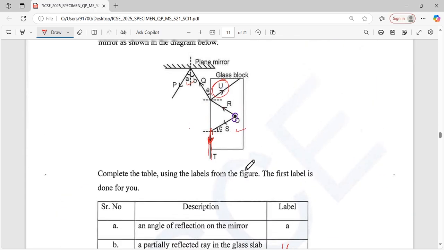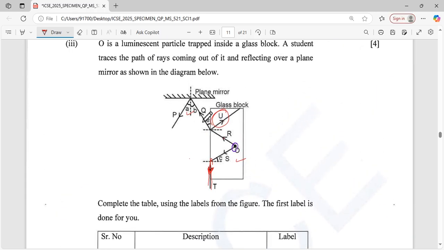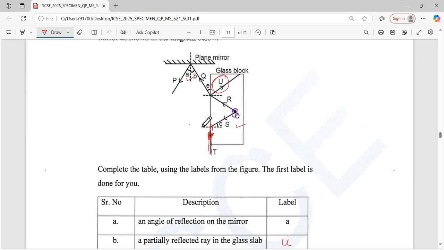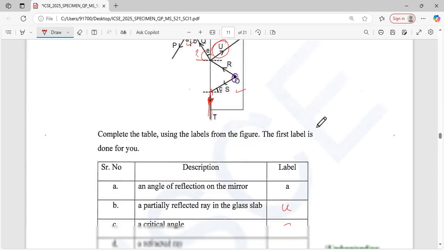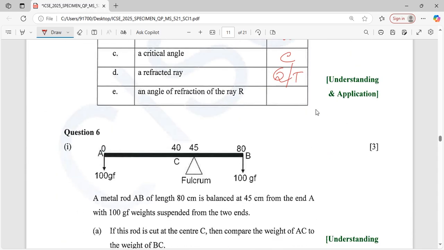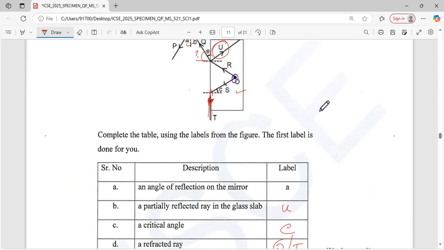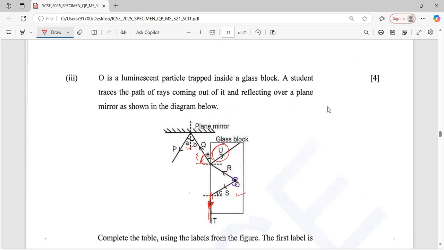Angle of refraction means 90 degree minus that. That is the angle Q, 90 degree minus E, because that's the angle of reflection, and we know that is 90 degree. So 90 degree minus E is what you get. Okay.